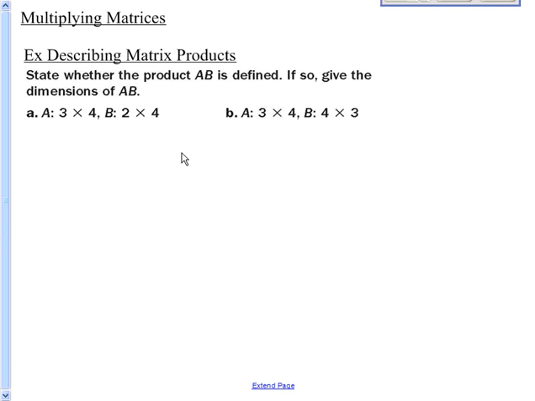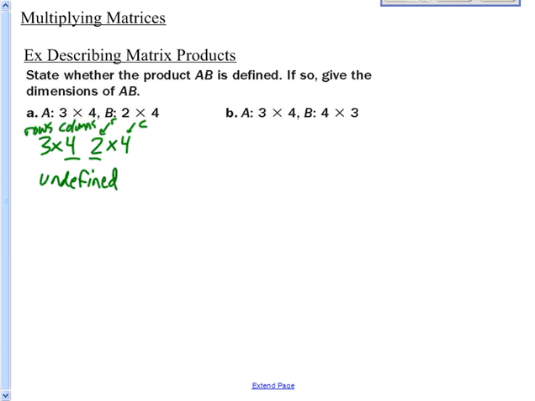So if you look at these two, if you're multiplying matrix A times matrix B, you have a 3 by 4 matrix and a 2 by 4 matrix. Here are your rows, there are your columns. The columns in the first must be equivalent to the rows of the second matrix. Otherwise, you cannot multiply them. So this is just plain out undefined.